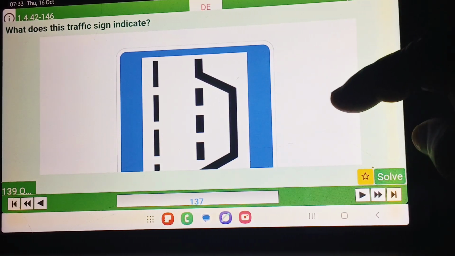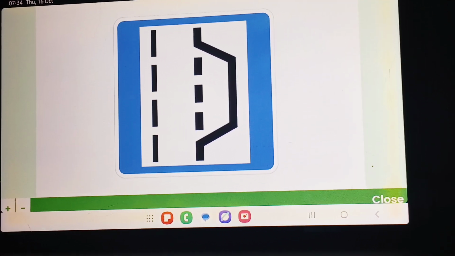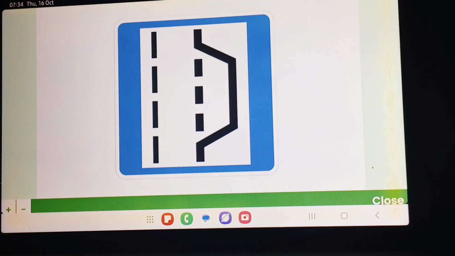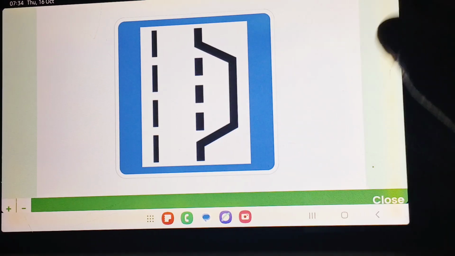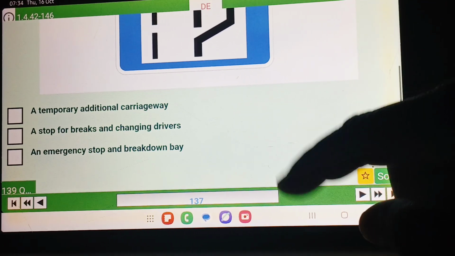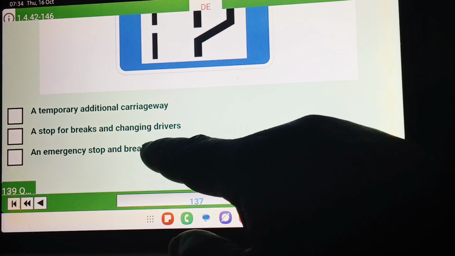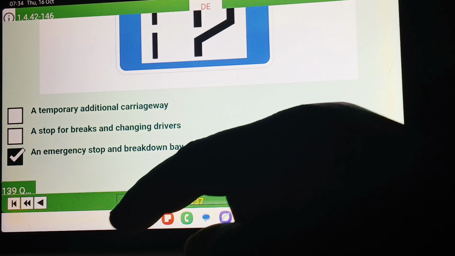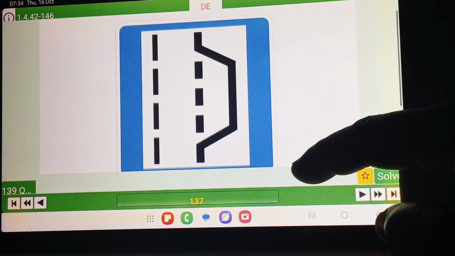What does this traffic sign indicate? When you see the sign, it means emergency stopping bay. For example, you are driving and your vehicle has a problem or you have a breakdown. You can easily stop here, an emergency stop for a breakdown vehicle. Okay, this is what an emergency stop and breakdown bay is. Yes, only for emergency. Okay.